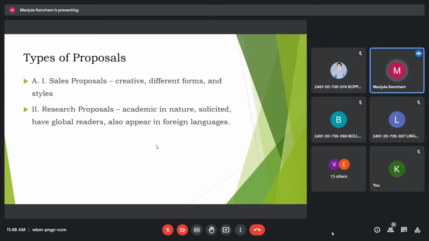What are the types of proposals? Sales proposals, research proposals, and solicited proposals. Another category is unsolicited proposals. Whenever somebody invites a tender, invites a request for proposal, then it becomes a solicited proposal.